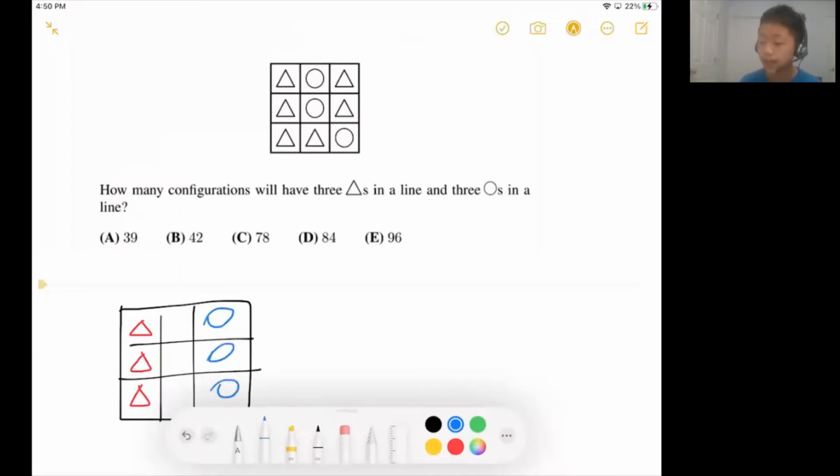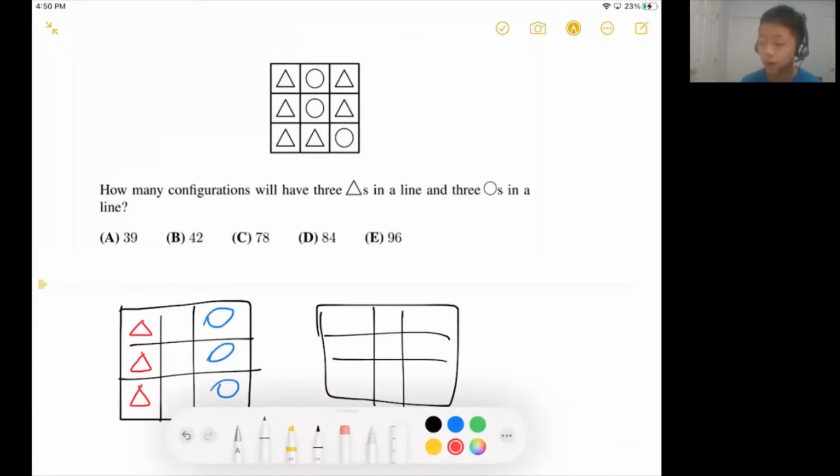And similarly, if you have 3 triangles in a row, then you have to have 3 circles in a row. You can't have 3 circles in a column because the triangles are all taking up the spots. So this is the main idea, right?